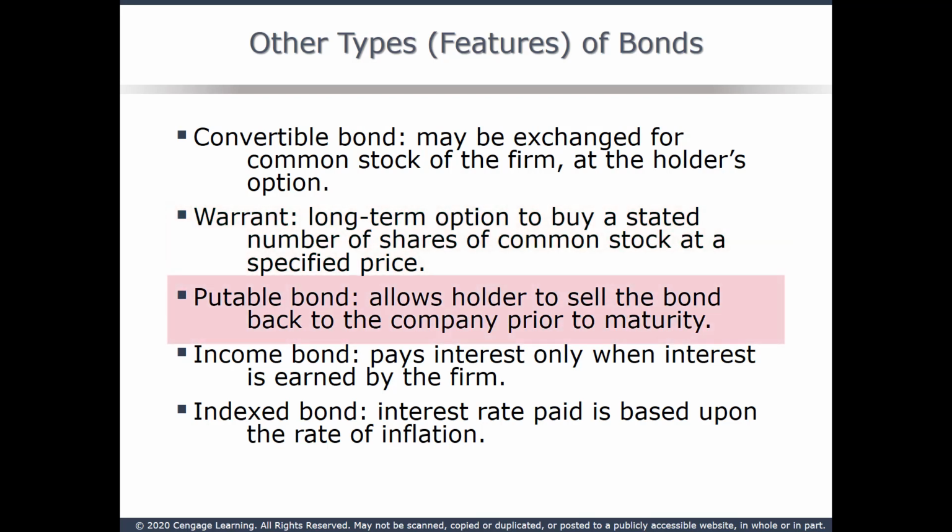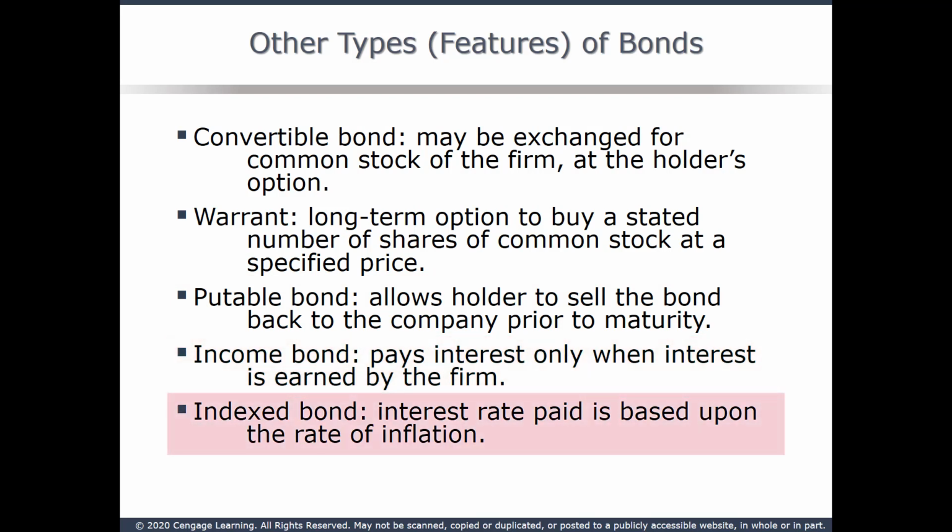A puttable bond allows the holder to require the issuing firm to buy the bond back for face value. A put option is usually triggered by some event, such as a hostile takeover. Income bonds only pay interest when the firm earns enough. Not good. Indexed bonds offer a coupon rate indexed to some benchmark rate. The U.S. Treasury offers TIPS, Treasury Inflation-Protected Securities, which adjust for inflation.